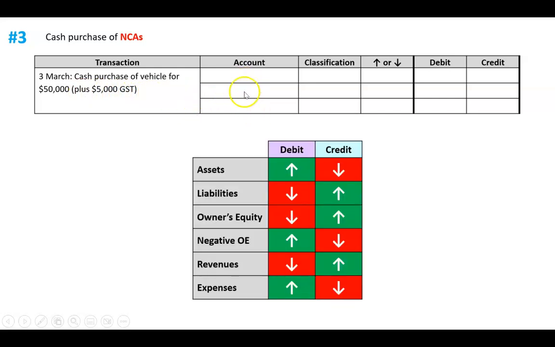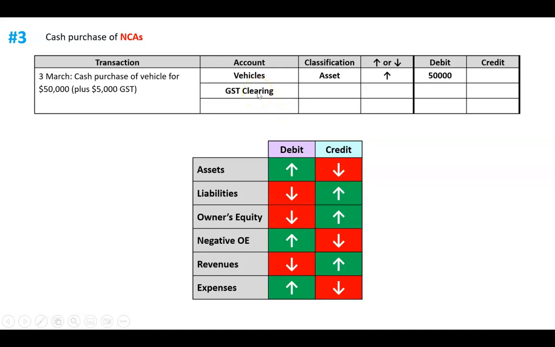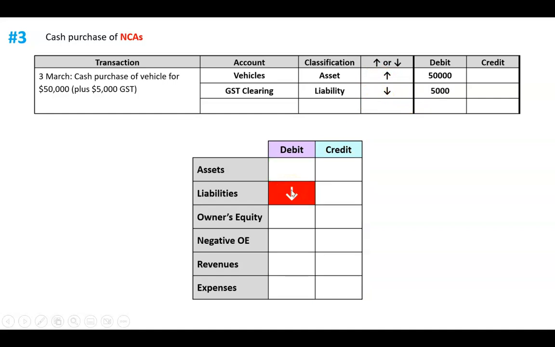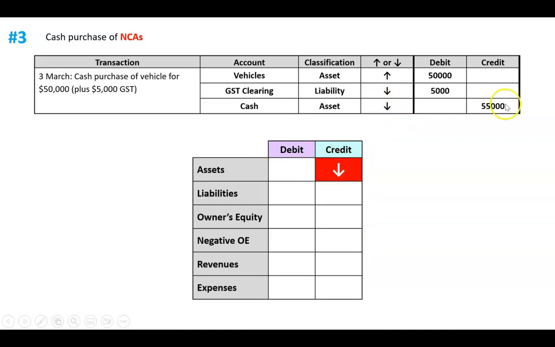First thing I've got is a vehicle. That's an asset, and it's going up. So when assets go up, that's a debit. I've got GST clearing. That's a liability. Whenever I pay GST, that liability goes down. So that would be a debit for $5,000. Lastly, I pay cash. Cash is an asset. It's going down. And when an asset goes down, that's a credit. And my debits match my credits.